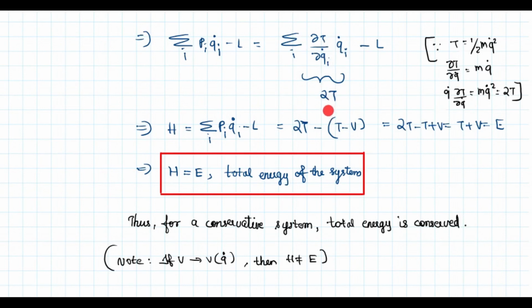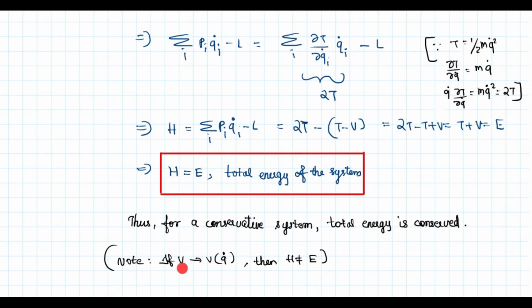So you will get H is equal to summation over i pi qi dot minus L is equal to 2T minus (T minus V). That is equal to 2T minus T plus V, which is equal to T plus V. That is kinetic energy plus potential energy, which is nothing but the total energy of the system. So for a conservative system, the Hamiltonian is nothing but the total energy of the system, and it will be a constant. So that's what homogeneity of time tells you. For a conservative system, total energy will be conserved.